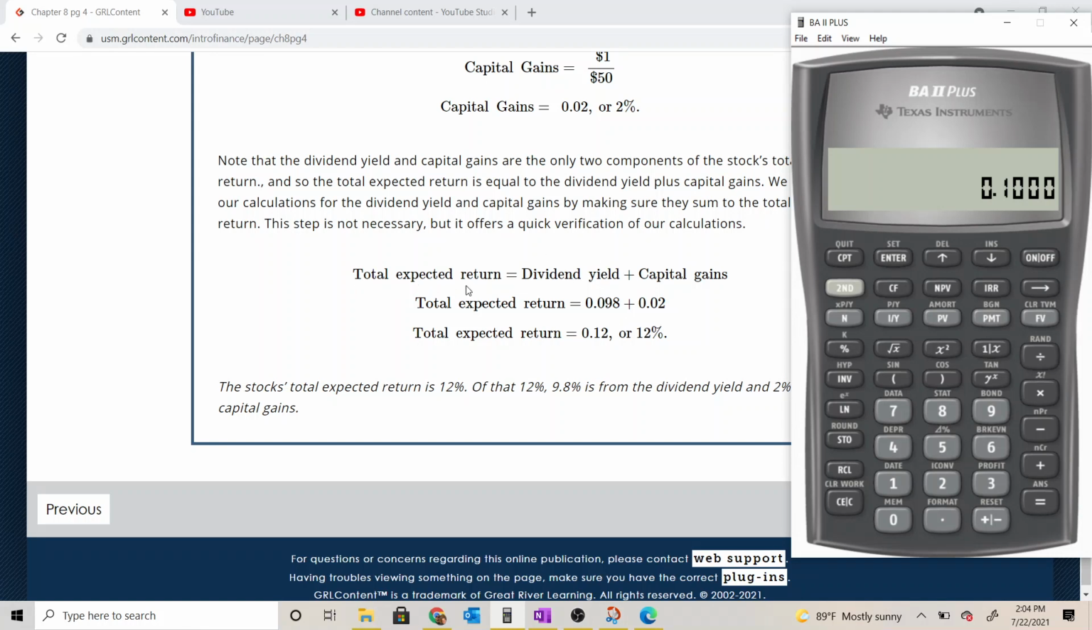But what this should be is a total expected return equal to the dividend yield plus capital gains. And so in this case, the total expected return should be a 10% dividend yield plus the 2% capital gains, which works out to a total expected return of 12%, right? So sure enough, it turns out that total expected return is a combination of the return from capital gains and the return from the dividend yield.